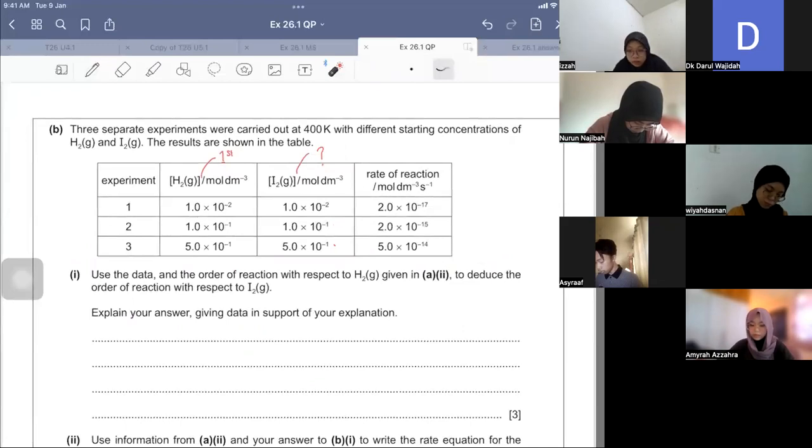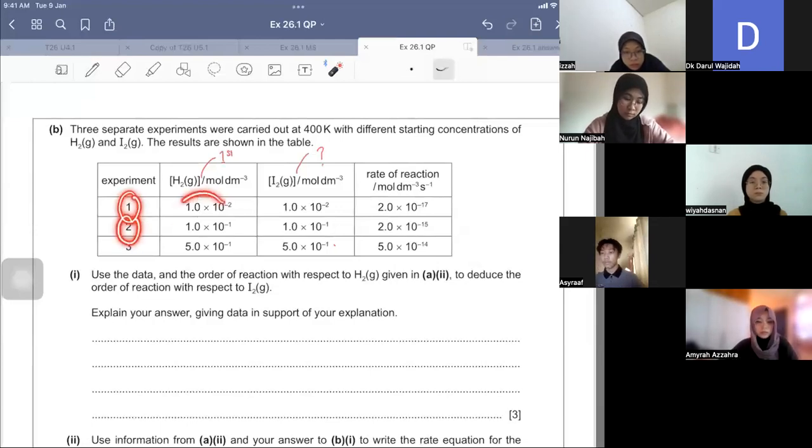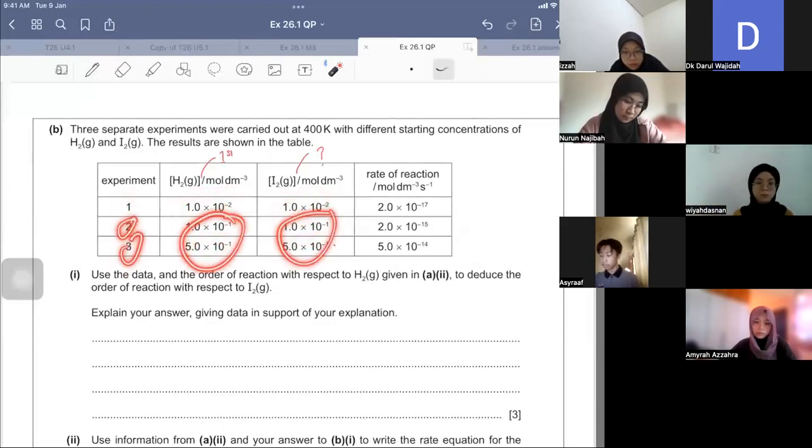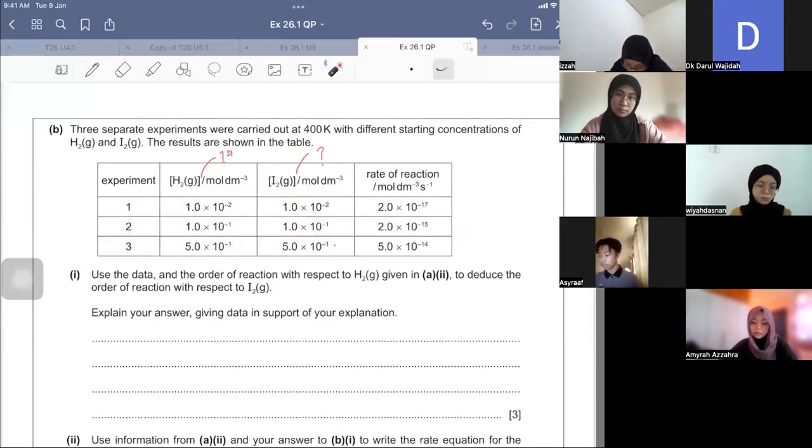But if you look at experiments 1, 2, and 3, there are no 2 experiments that only change the iodine. If you take 1 and 2, the hydrogen and the iodine change. If you take 1 and 3, same thing, hydrogen and iodine change. If you take 2 and 3, also both hydrogen and iodine change. So this is where the combined effect comes in. The easiest, I will take 2 and 3. You can always take 1 and 2, or 1 and 3, whichever, but I'm going to take 2 and 3.